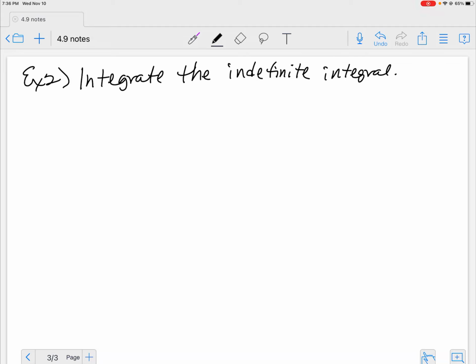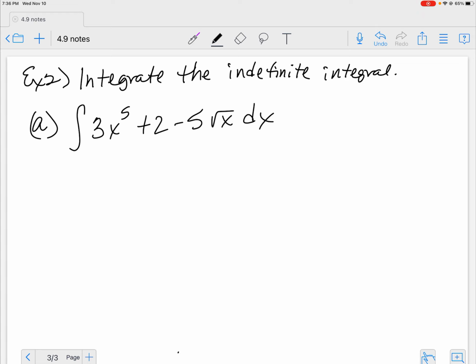Now we practice, right? Now we practice. We're going to integrate a bunch of indefinite integrals. Here's our first one. I am integrating 3x to the 5th plus 2 minus 5 square roots of x dx.